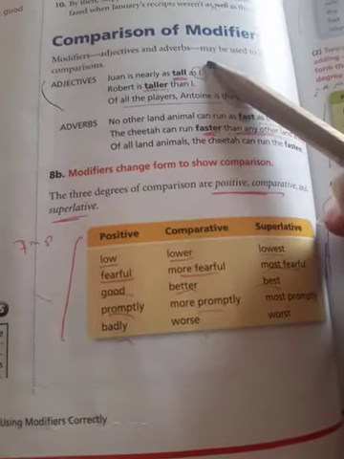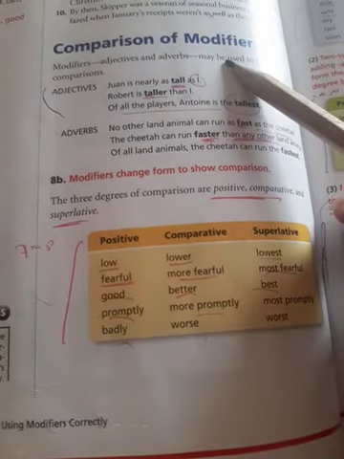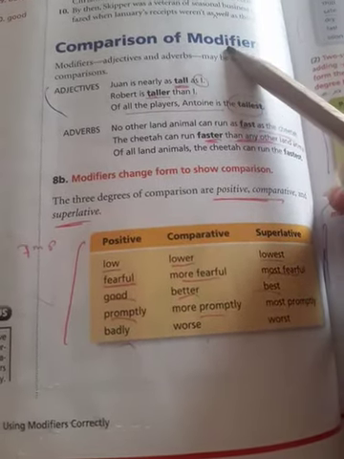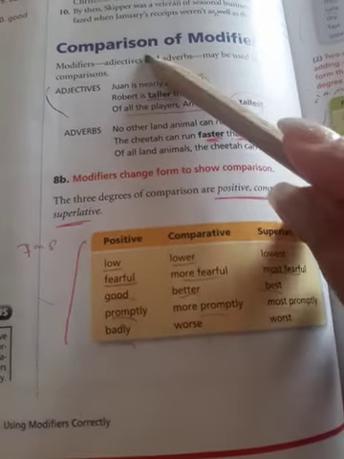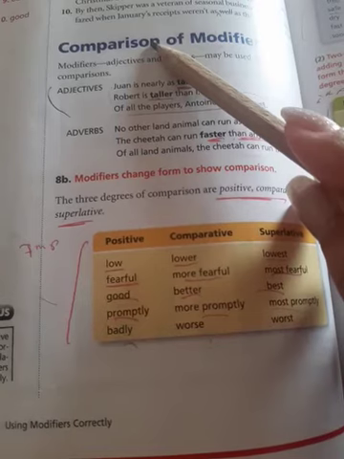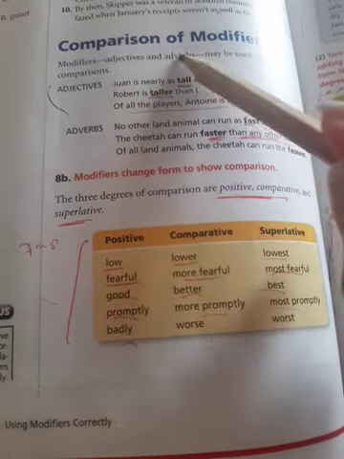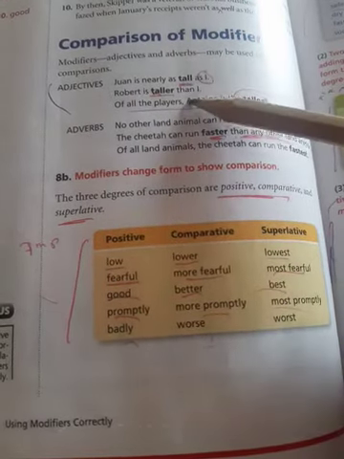Our topic is comparison of modifiers on page 264. Modifiers are adjectives or adverbs. Comparison means comparing between two things or two people using adjectives and adverbs. Look at the following examples.